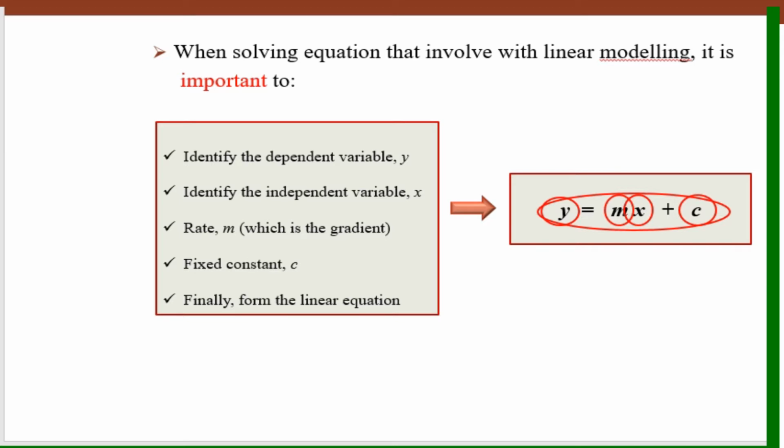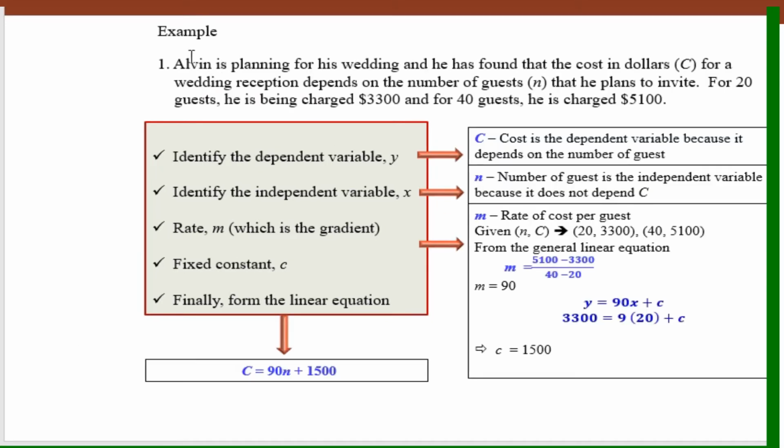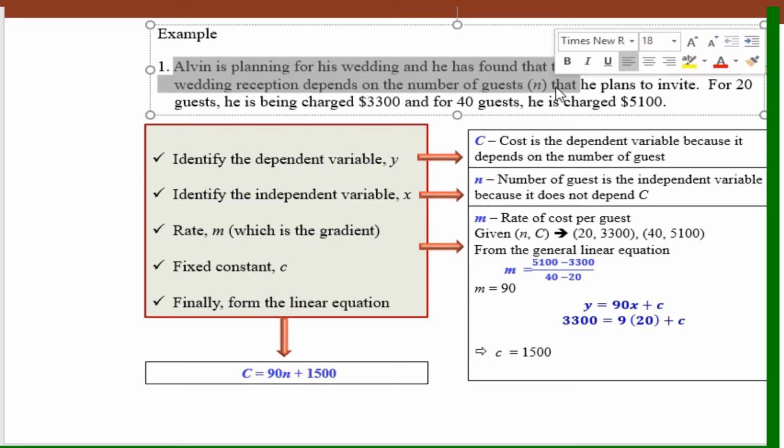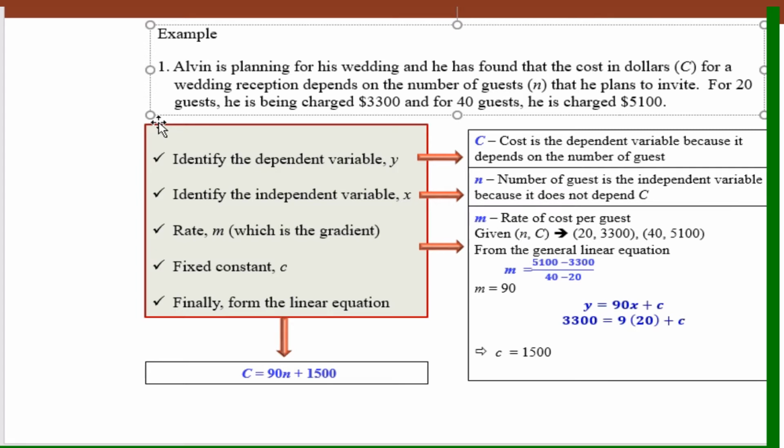So let's look at an example that you see here. Alvin is planning for his wedding and he has found that the cost depends on the number of guests. In your exam, they won't tell you this. You must know this. Cost is always dependent. For 20 guests, he's being charged 3,300. 40 guests, 5,100. So in this question now, you have 2 coordinates. 20, 3,300. Why did I put it this way? Cost is dependent, so cost must be y. n must be x, so x, y. Cost must be y.